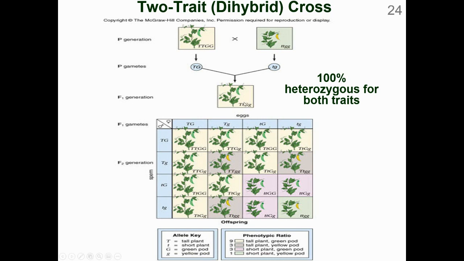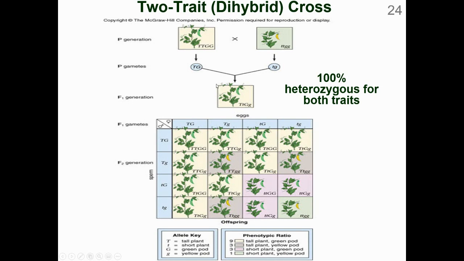All right, so how can I divide this lowercase t with one of these g's? I can do lowercase t with a capital G, lowercase t with a lowercase g. Those are all of my possible gametes. From 2n is 4 to n is 2, one allele for each trait.